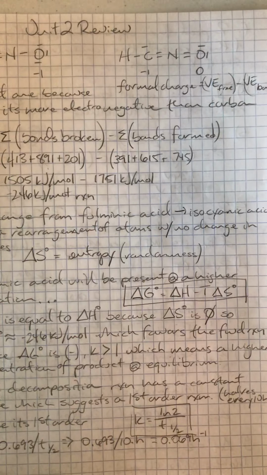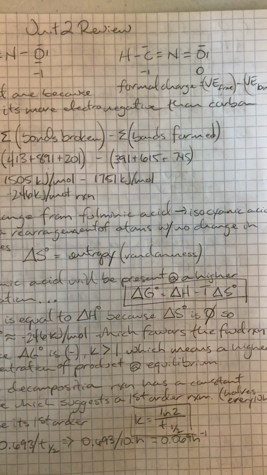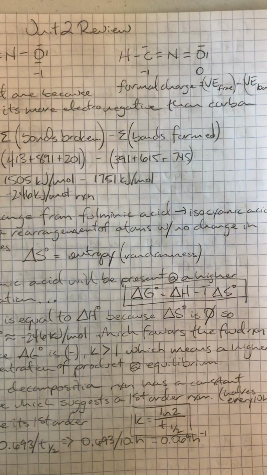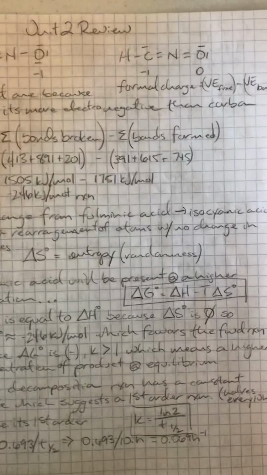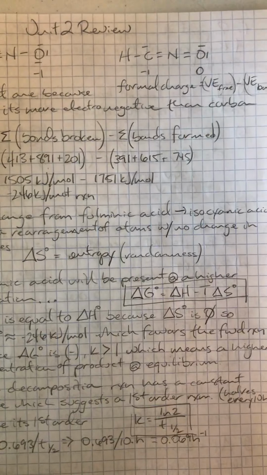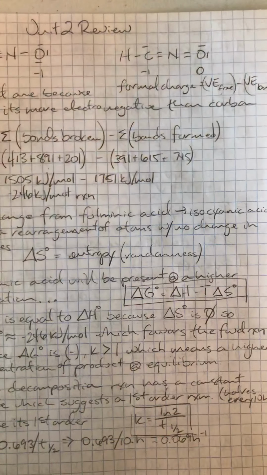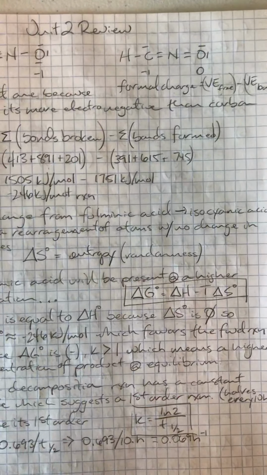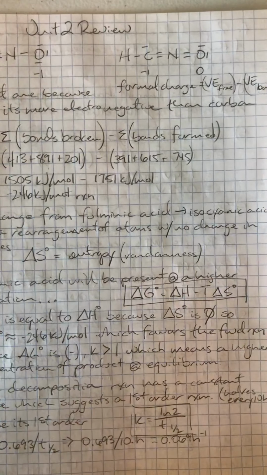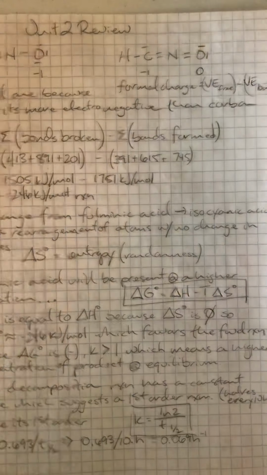And remember, to calculate formal charge, you take the free valence electrons and subtract out the bonded valence electrons. Then the second part is calculating delta H, and it uses a table. You'll see that. You just basically remember that delta H is the sum of all the bonds broken, subtracting away the summation of all the bonds formed. And that gives you kilojoules.